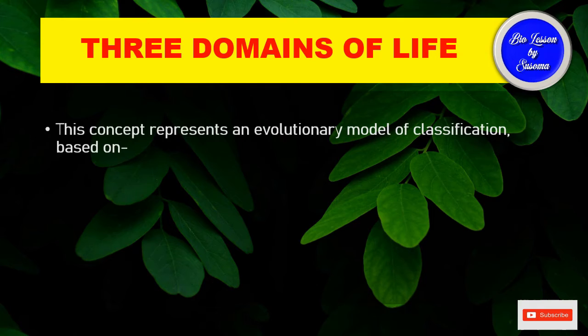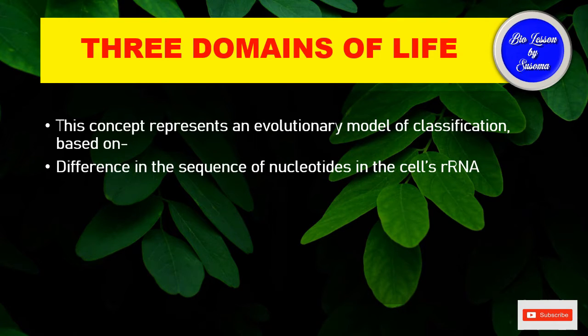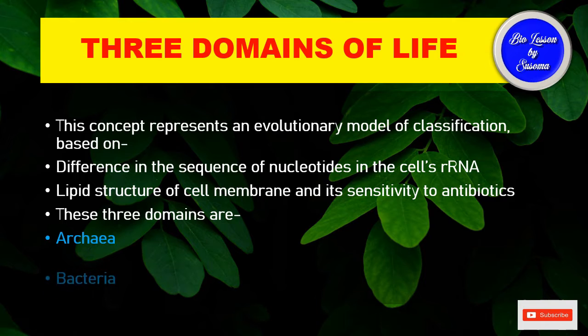Three domains of life. So this concept of three domains of life represents an evolutionary model of classification which is based on differences in the sequence of nucleotides in the cell's rRNA. Now rRNA are the ribosomal ribonucleic acids. These are non-coding RNA which helps in protein synthesis. It is also based on the lipid structure of the cell membrane and its sensitivity to antibiotics. So these three domains are Archaea, bacteria and Eukarya.